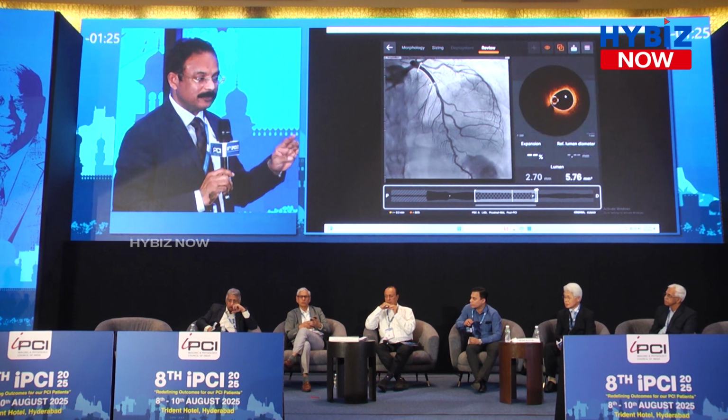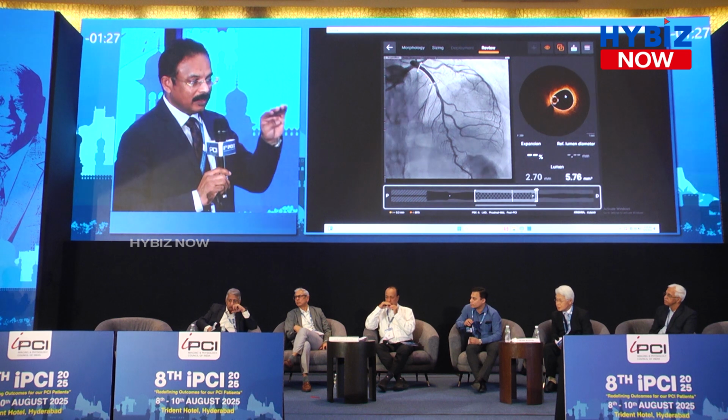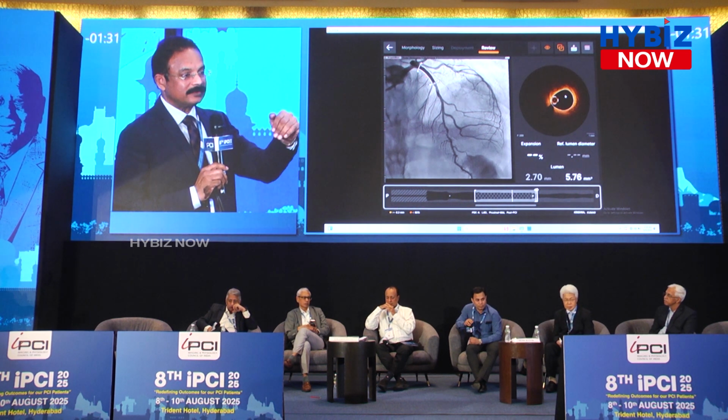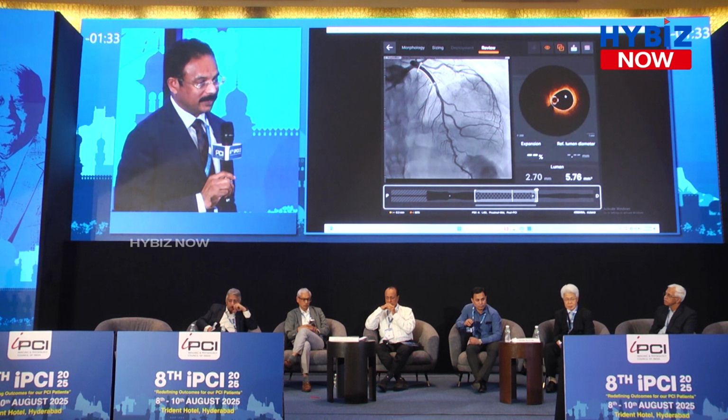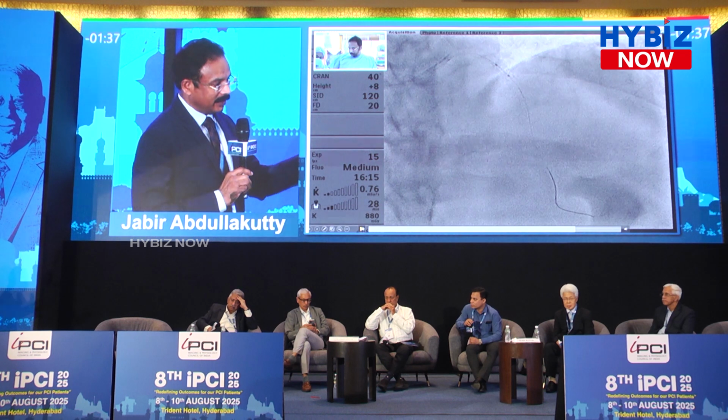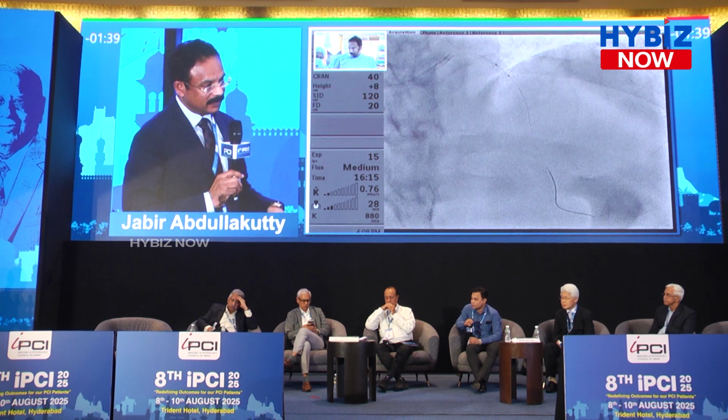And the second thing is whether to protect that diagonal or not. When we looked at the diagonals, it was a 2 millimeter diagonal, and below that there are 2 diagonals of the same size or much bigger. So we thought it is better to go ahead with direct stenting. So we didn't prepare the lesion, and went ahead with direct stenting.